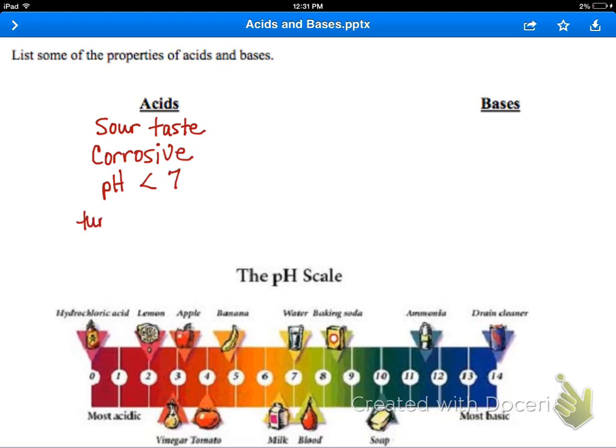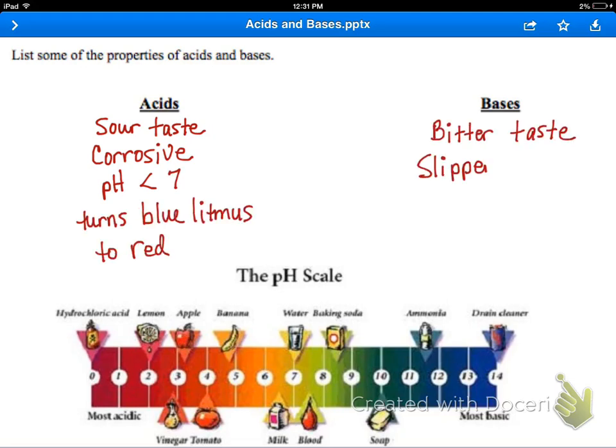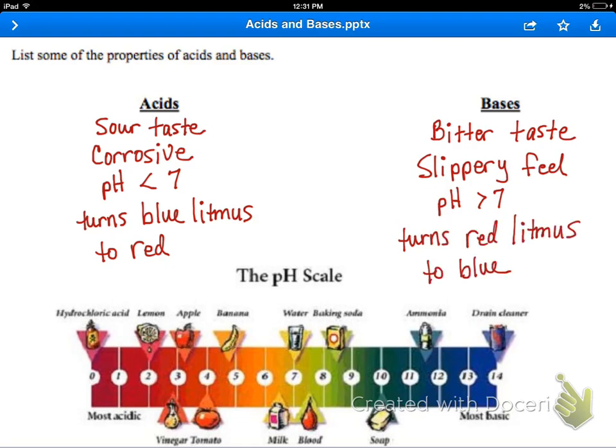Acids have a sour taste. They're corrosive. That's why acid rain is a problem. They have a pH less than 7, and if you have blue litmus paper, they will turn it to red.